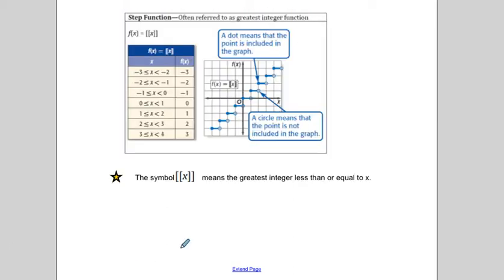So let's take a look at a step function. The notation, which you might see here, is these brackets. That would represent the step function. The symbol we have here means the greatest integer less than or equal to x. So the step function is also called the greatest integer function. Okay. So let's first dive in and look at the graph.